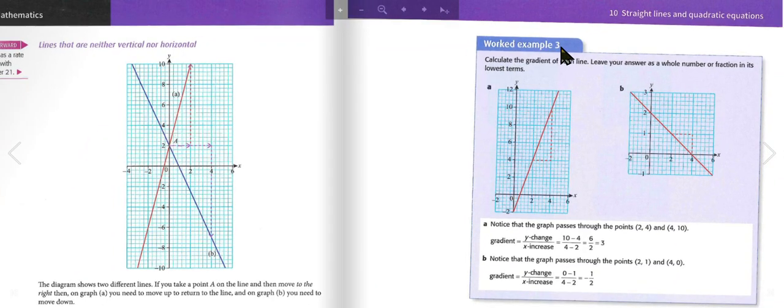Worked example 3. Calculate the gradient of each line. Leave your answer as a whole number or fraction in its lowest terms. Notice that the graph passes through the points (2, 4) and (4, 10). So the gradient is 3. And here, notice that the graph passes through the points (2, 1) and (4, 0). So the gradient is negative a half.